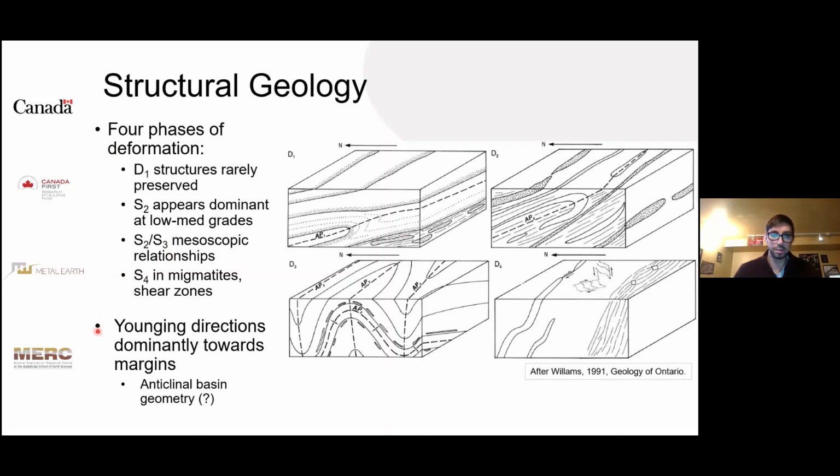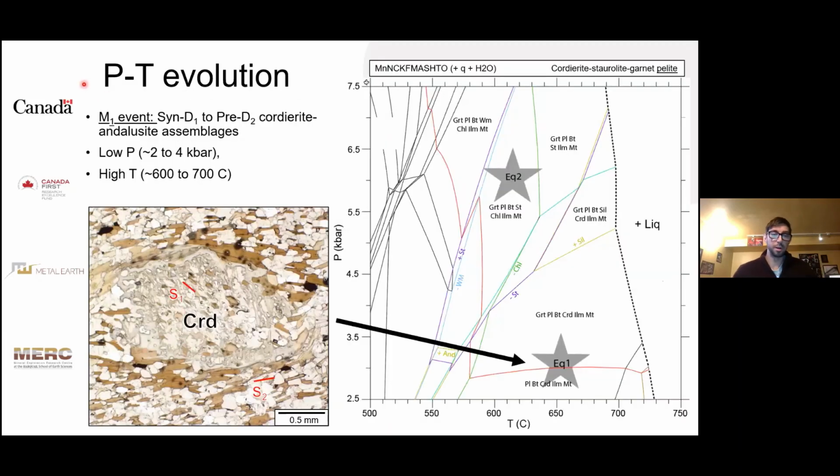One thing I want to mention is that the younging directions are dominantly towards the margins of the subprovince, both on the north and southern sides of the Quetico. So that gives us the picture of an anticlinal basin geometry. Now just for the last part, I'm going to present some early interpretations of the PT evolution based on phase equilibria and petrography.